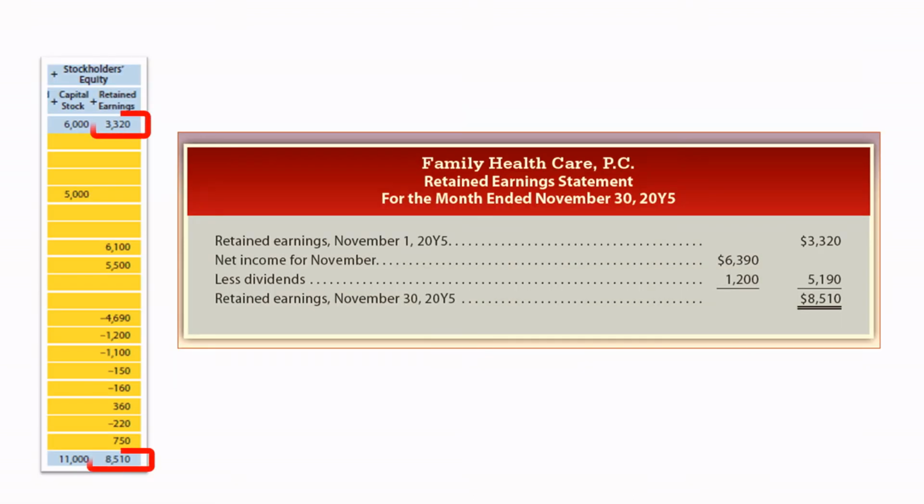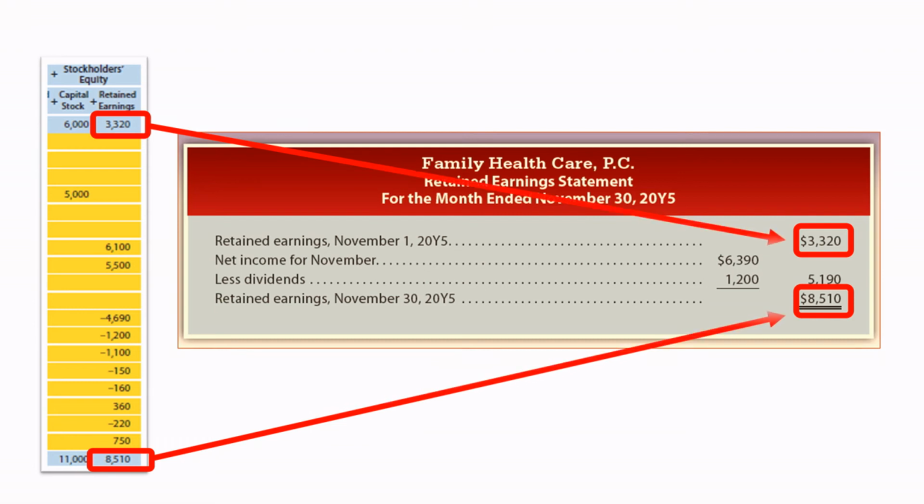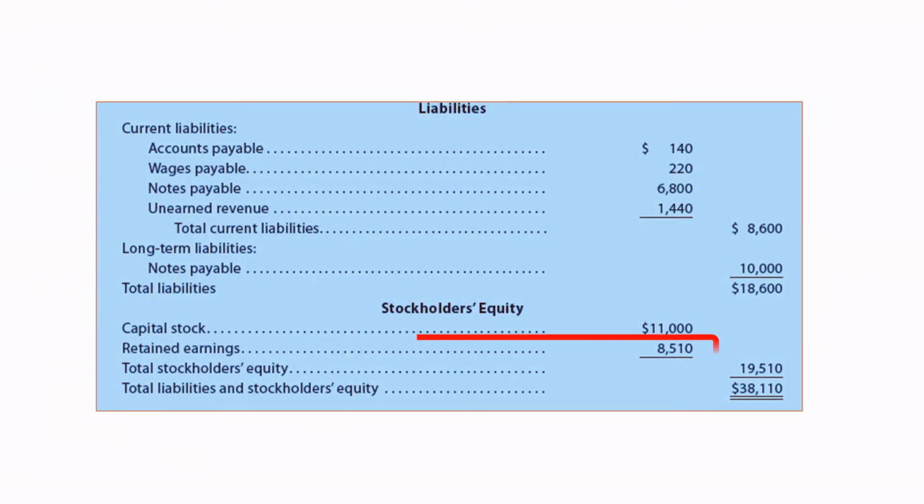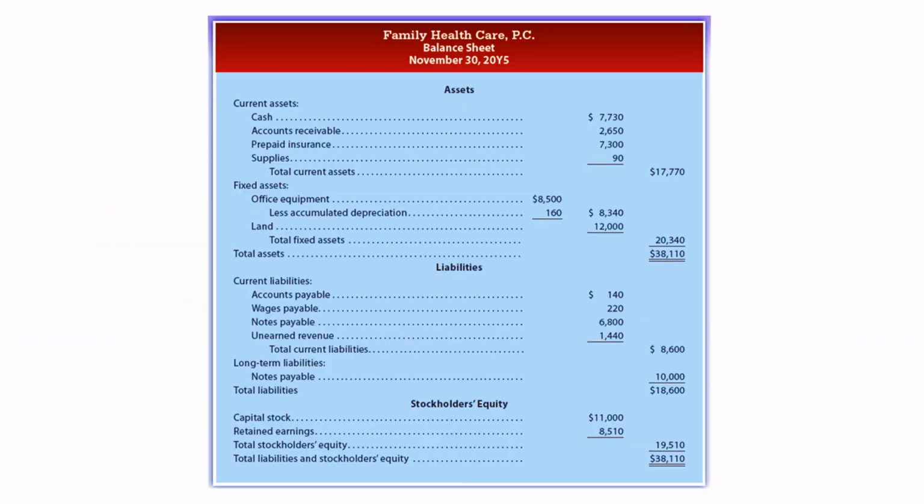In the statement of retained earnings, net income is added and dividends paid are deducted from the beginning balance of retained earnings to arrive at the ending retained earnings of $8,510. This ending retained earnings balance will be included on the balance sheet at the end of the month.